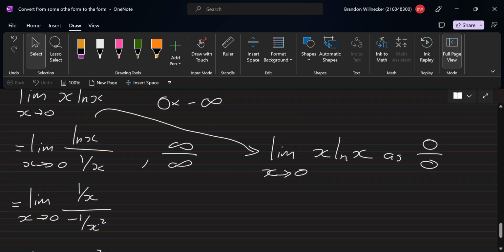Okay, any questions so far? Okay, so we've looked at cases of 0 over 0, infinity over infinity, 0 times infinity, and infinity minus infinity. Okay, we've got a few more to go through.